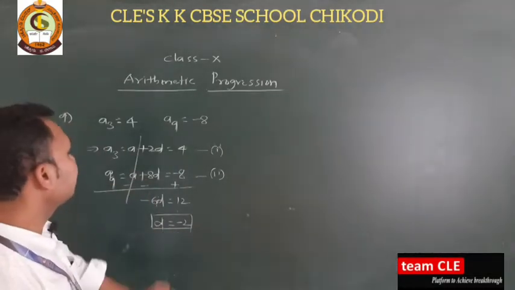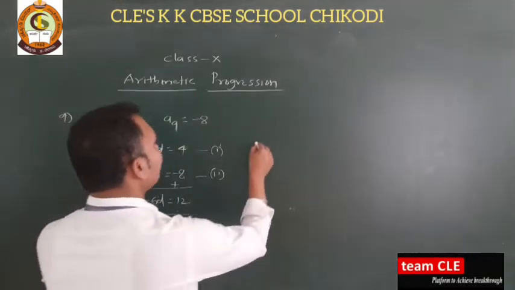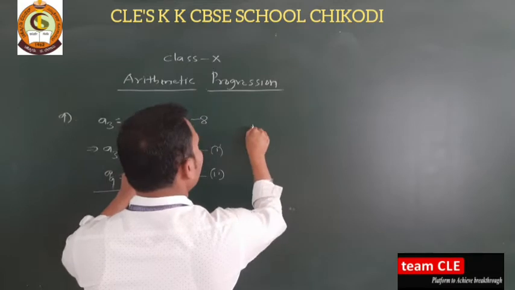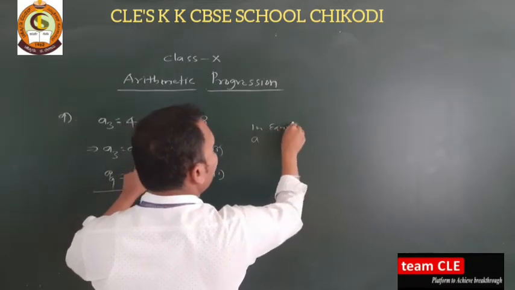Now once you have D is equal to minus 2, we need to find the value of A. So how to find it? In equation 1.